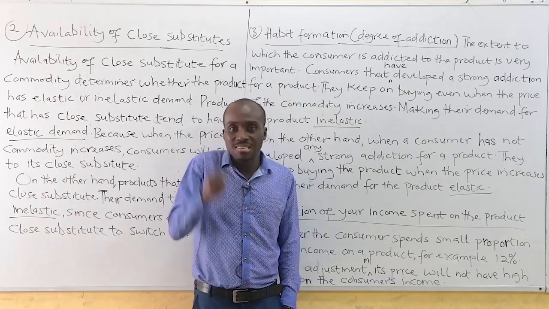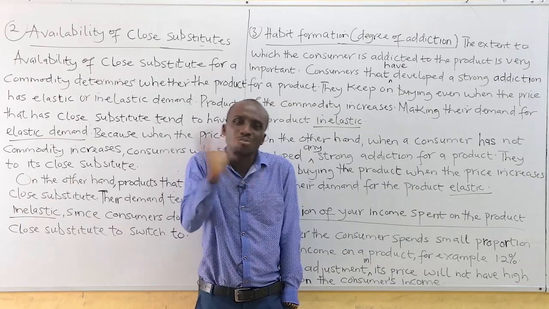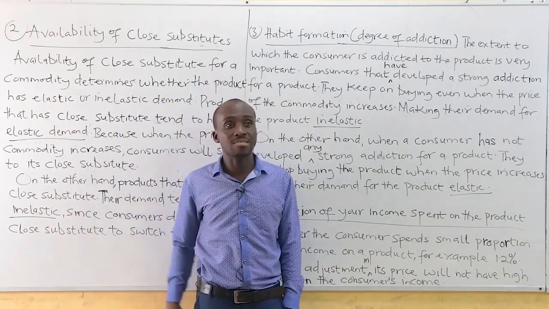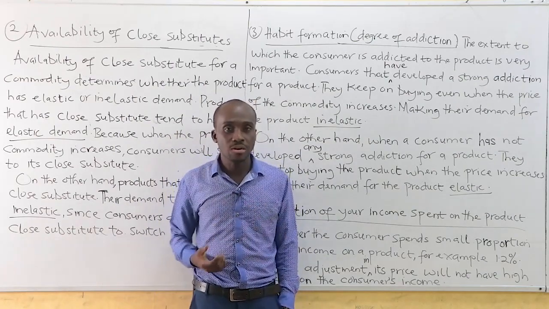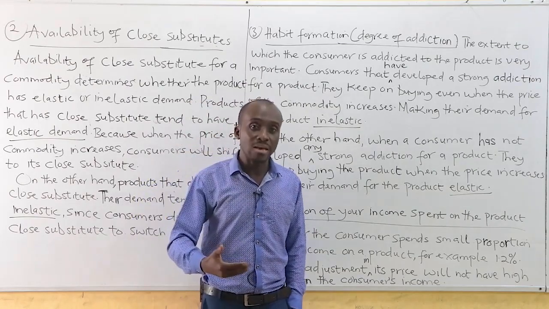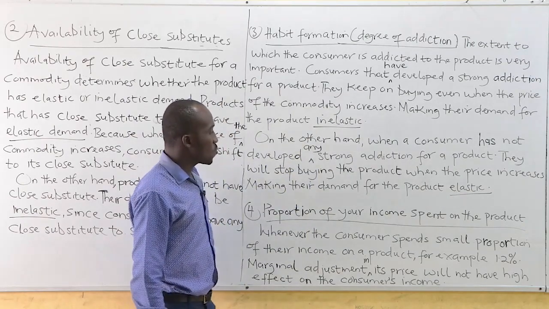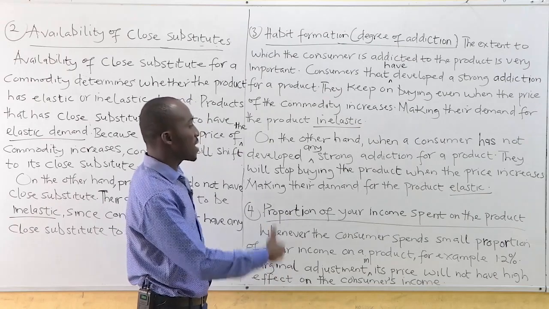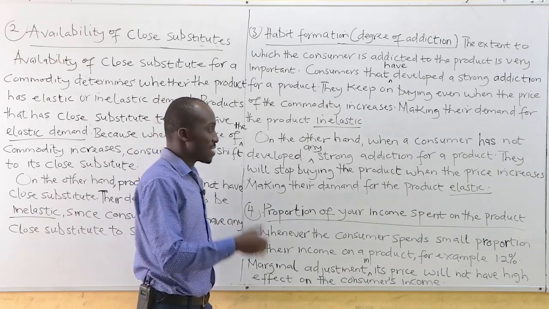Some people have developed addiction for drugs, some for clothing, some for perfumes. That's the only thing he wants. He doesn't care about the other ones, whether it's cheap or whether it's even on the market. He has used that for so many years and he's addicted to it, right? So such people, if the price even goes up, they keep on buying. So the demand becomes what? Inelastic. On the other hand, when a consumer has not developed any addiction for a product, the consumer will stop buying the product when the price increases, making the demand for the product elastic.